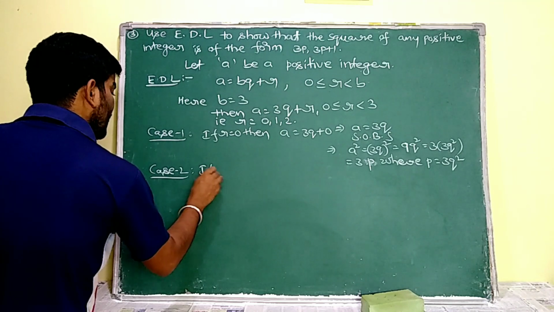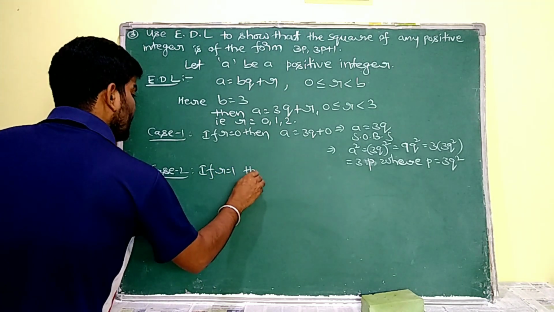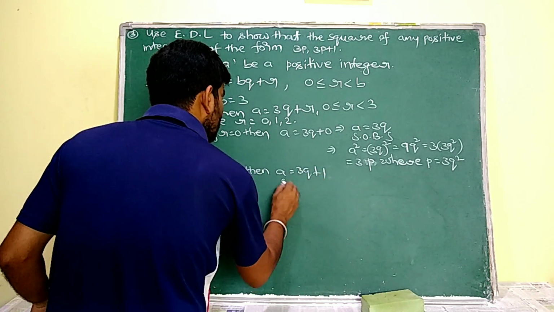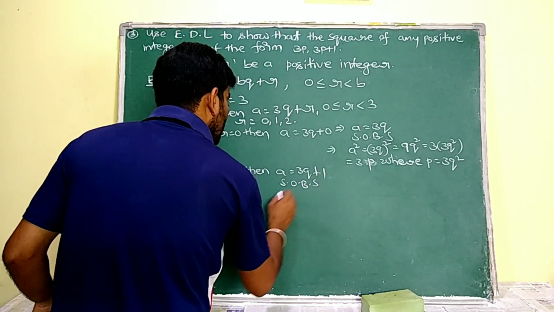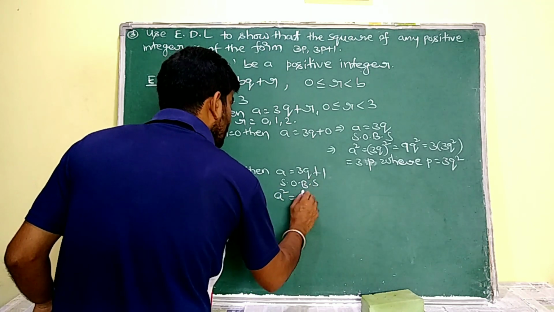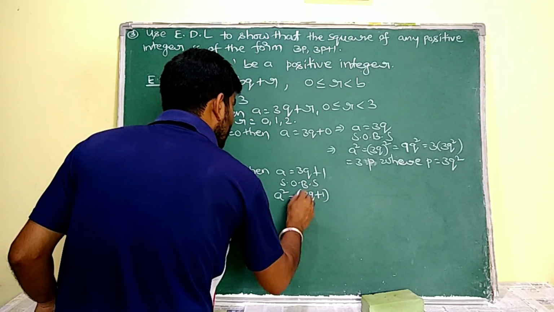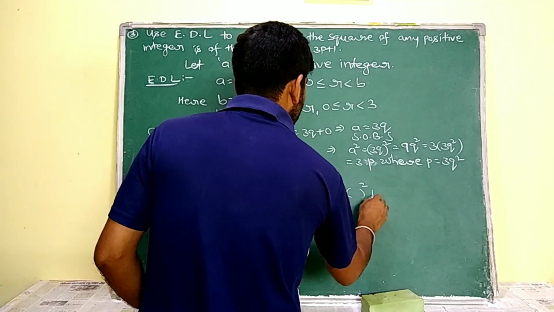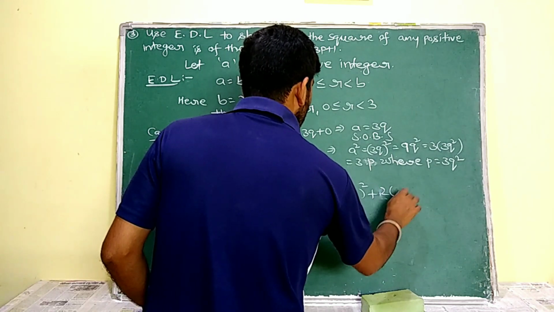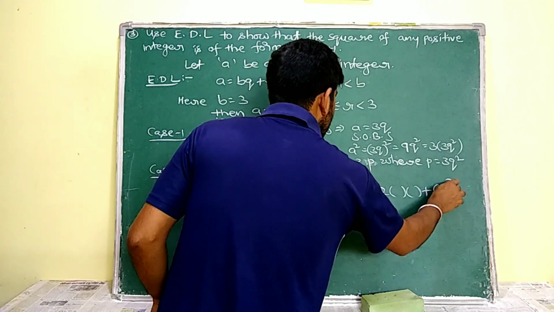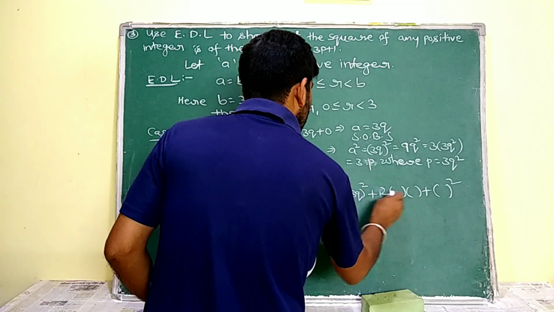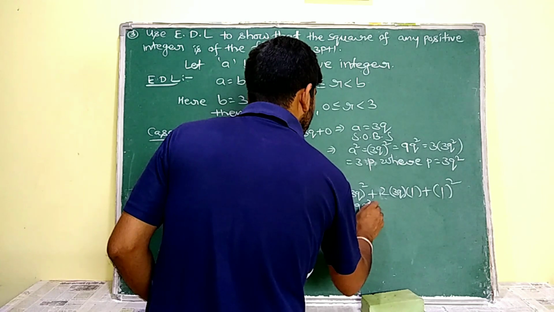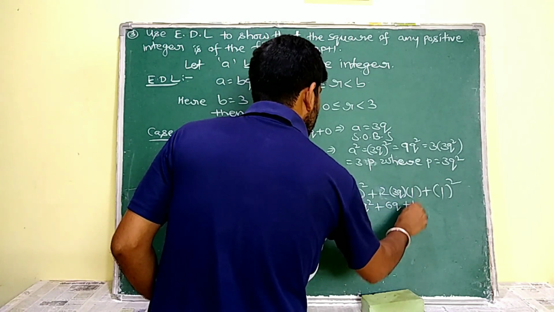Similarly, case 2 I am going to check. In case 2, if r is equal to 1, then this a becomes 3q plus 1. Now squaring on both sides, a square is equal to (3q plus 1) whole square. This is going to be expressed as a square plus 2ab plus b square. Here a means 3q and b is 1, that means 9q square plus 6q plus 1.